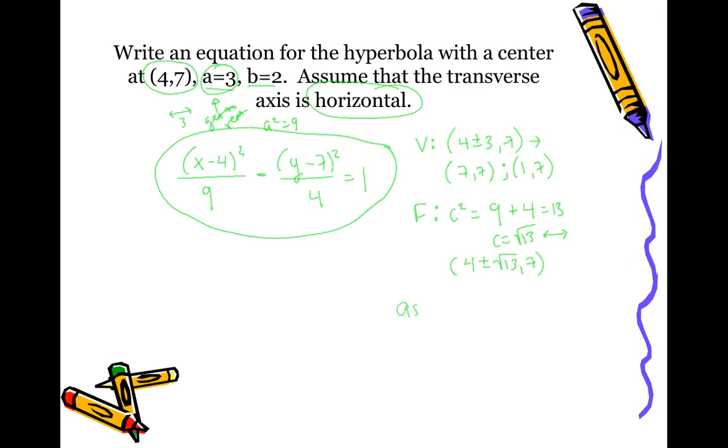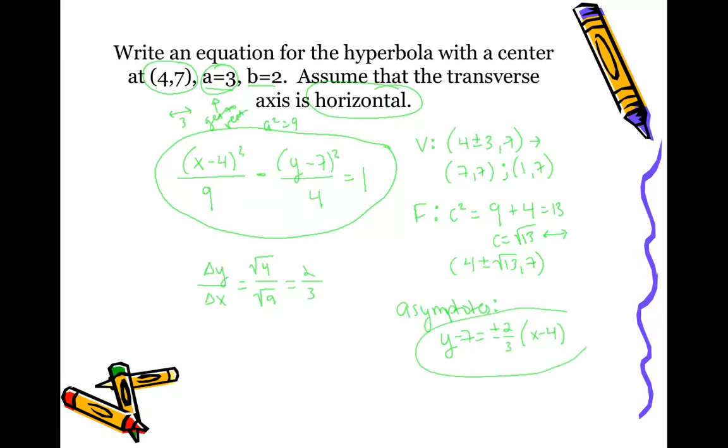I can even go as far as to get the asymptotes, right? So we're going to use the center. Y minus 7 equals plus or minus something, we'll come back to it, x minus 4. That something is going to be my change of y over my change of x. My change of y is just going to be the square root of 4. My change of x is just going to be the square root of 9. 2 thirds. I don't even have the graph, and we were able to come up with that.